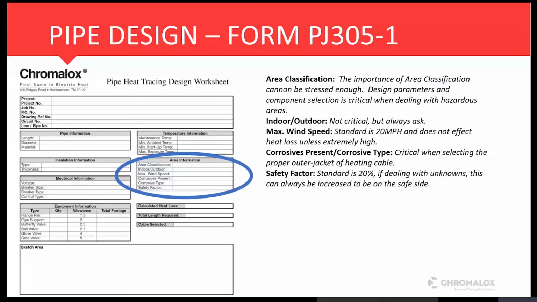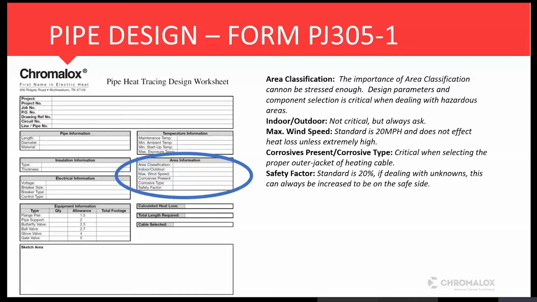So always ask your area classification. Indoor, outdoor, not critical, but it should be asked anyway. You should actually find this out whenever you're finding out the minimum ambient temperature, because if they say it's 70 degrees, a light bulb should go off and you say, well, that must be indoor. But indoor, outdoor, it's not critical, but always ask the question.